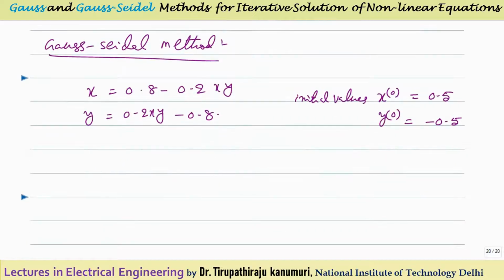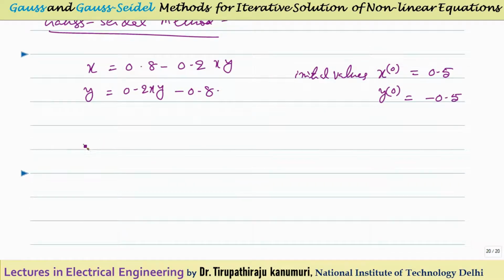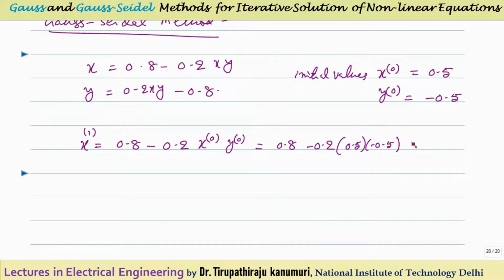Here you try to observe what the difference is from the previous one. First we calculate the value of x, which will be 0.8 minus 0.2 times x of the 0th iteration and y of the 0th iteration, because whatever is there in the previous iteration you have to substitute. So this will be 0.8 minus 0.2 times 0.5 multiplied by minus 0.5. What will the answer be? You will get 0.85. Now here there is a difference.